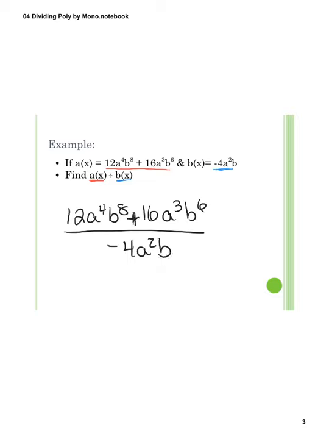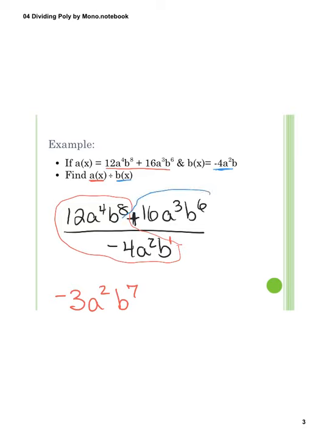Now, since there are two terms on top and only one on the bottom, it's kind of like two problems in one. First, I'm going to divide these. 12 divided by negative 4 is negative 3. If I look at the a's, 4 minus 2 is 2. 8 minus 1 is 7.